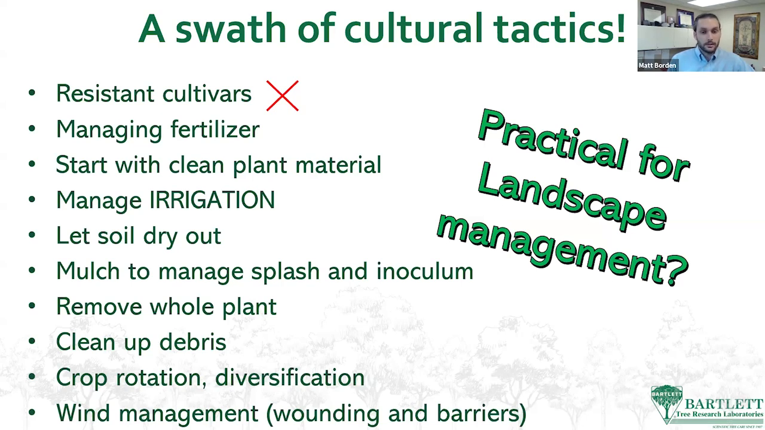Managing irrigation is a huge one, same as fungal diseases in the landscape, but often we don't have control over that, or you might have partial control or be able to advise someone, but sometimes we have no control. Letting the soil dry out is important. Mulching to manage splash and inoculum, same as fungal diseases, you all know this. Removing the whole plant is sometimes necessary, of course. Cleaning up debris, sometimes we can, sometimes they want to leave it.